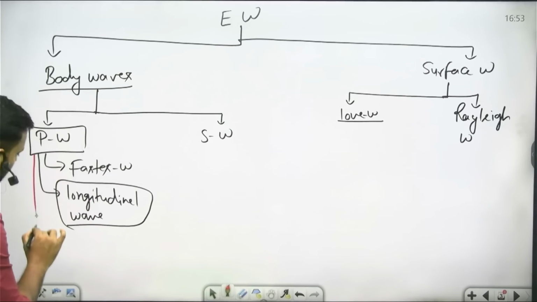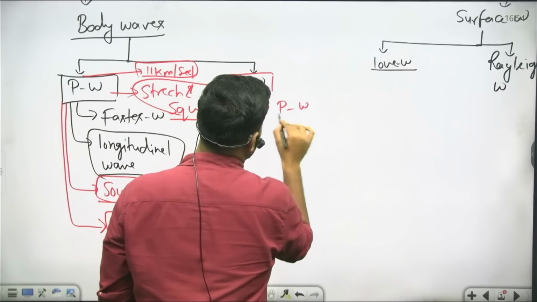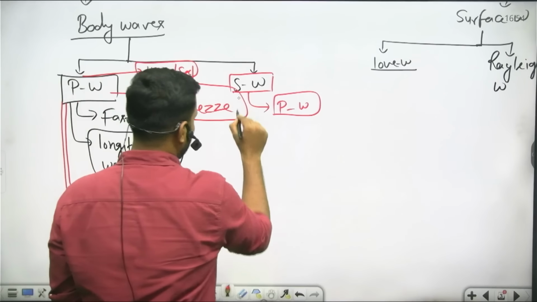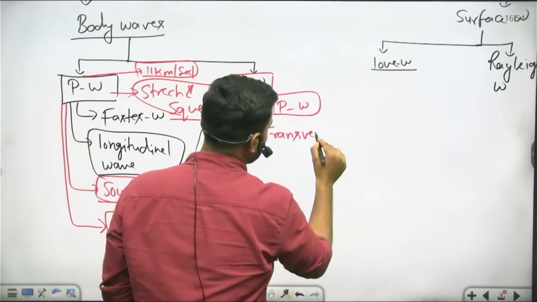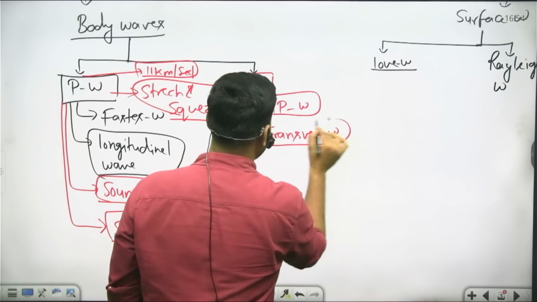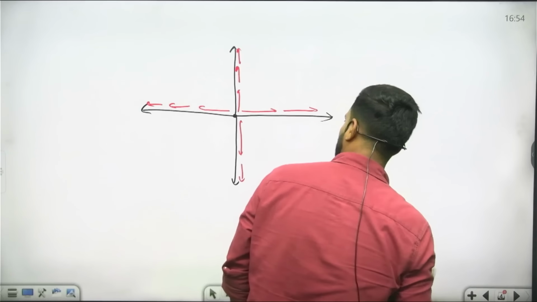And what is the average velocity of the P wave? 11 kilometers per second. It is the average velocity of the P wave, and it behaves like a longitudinal wave. In the context of the S wave, the S wave has a slower velocity than the P wave, and the S wave behaves like a transverse wave. Transverse wave किसकी तरह बिहेव करता है? ट्रांसवर्स वेव की तरह. What do you mean by transverse wave? क्या मतलब होता है ट्रांसवर्स वेव का?